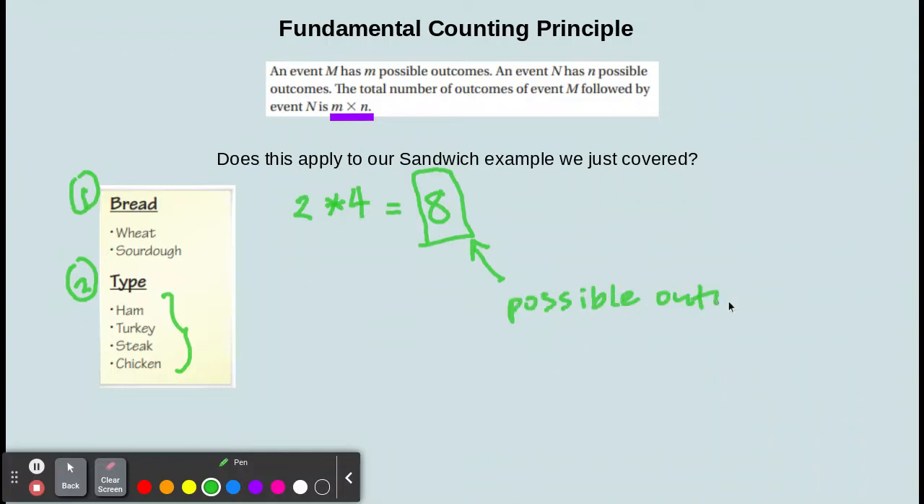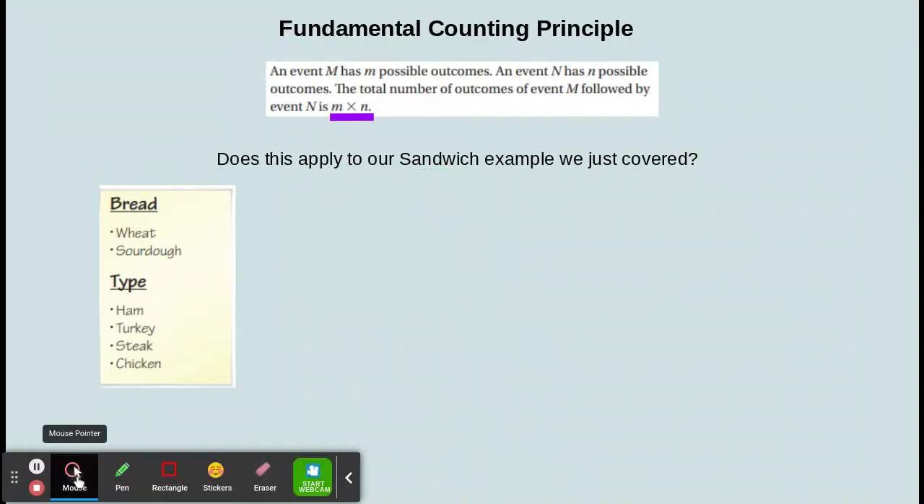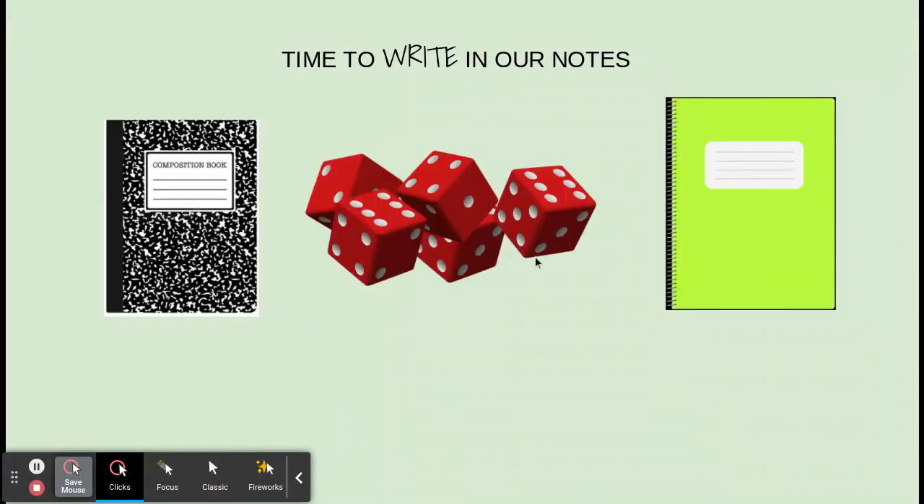Okay, so there are 2 ways to do it. You can do the tree method, like we did in the slide before, or you can use a fundamental counting principle, where you take the first event, take all their possible outcomes, and multiply it by the second event's possible outcomes. 2 times 4 is 8. Okay, so now in your notes, you will need to write in the very first top section, there's 1, 2, 3, fill in the blanks.